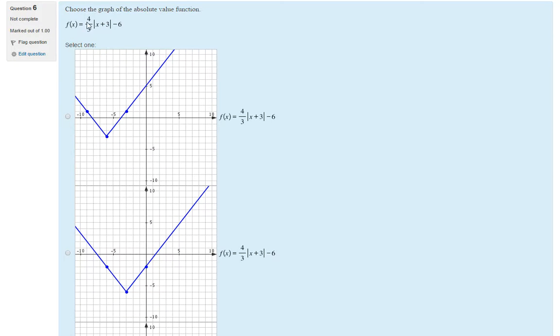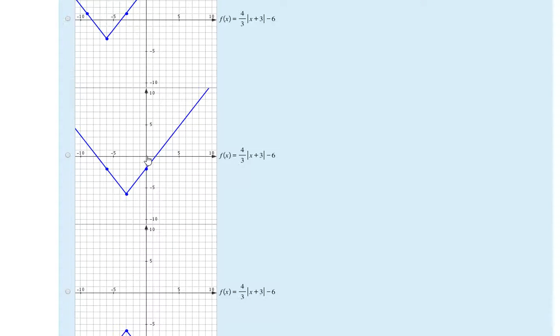Okay, so this time a is equal to 4/3, h equals -3, k equals -6. So this has the right translation: left by 3, down by 6. Now let's check the slope. I've got to rise by 4 and run by 3, so that works.